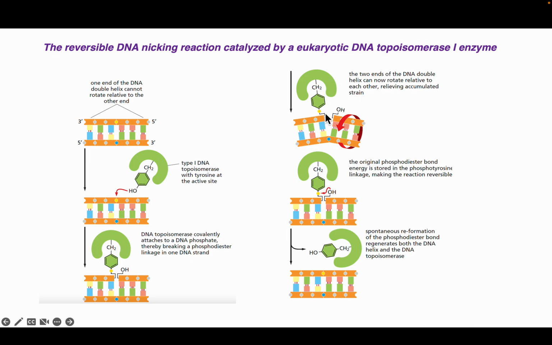Then there is an OH group, you can see. So eventually the two ends of the DNA double helix can now rotate. So this can be rotated and the torsional stress will be gone. The original phosphodiester bond energy is stored in the phosphotyrosine linkage, making the reaction reversible. And spontaneous reformation of the phosphodiester bond regenerates both the DNA helix and the DNA topoisomerase.